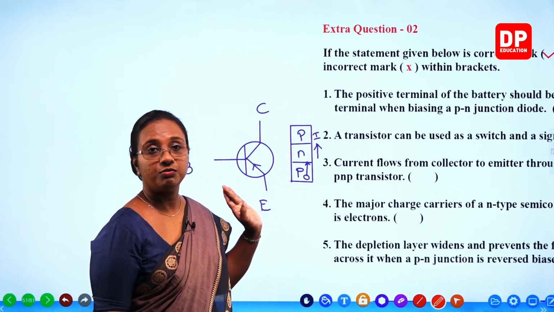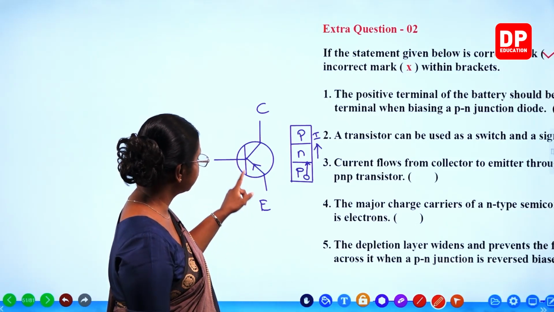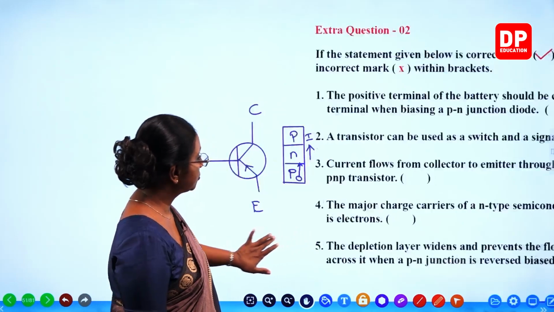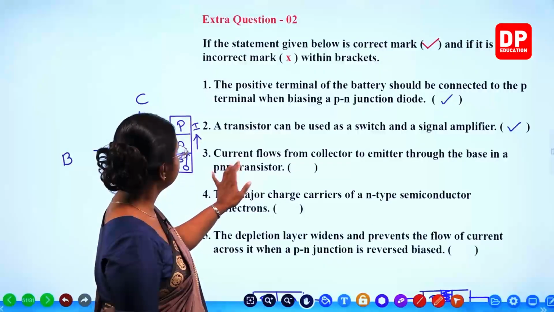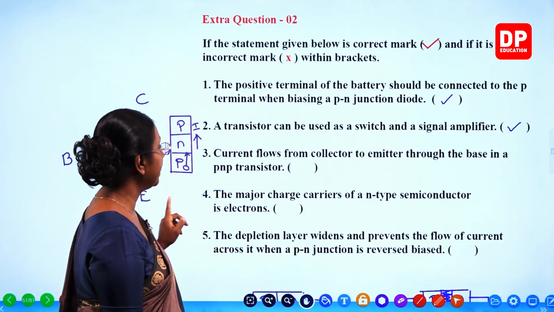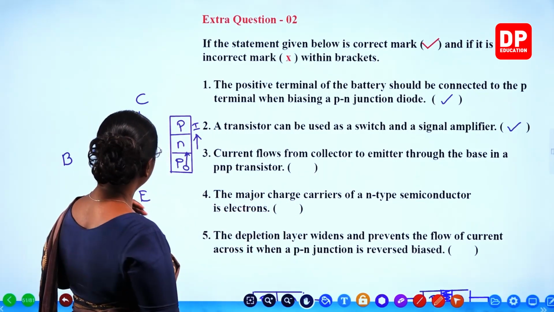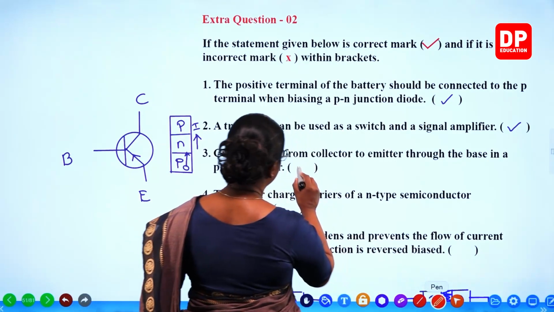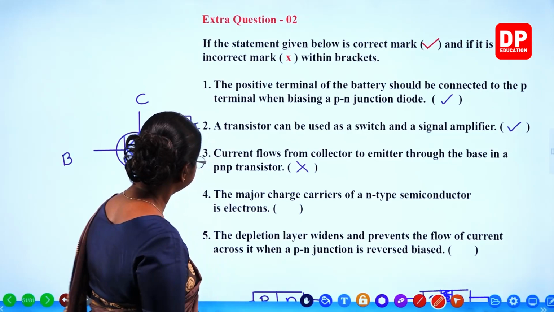That is wrong. Why? In a PNP transistor, current flows from emitter through the base to collector. So here if we look at the statement, current flows from collector to emitter through the base in a PNP transistor, it's wrong. Current flows from emitter to collector. So the third statement is incorrect.